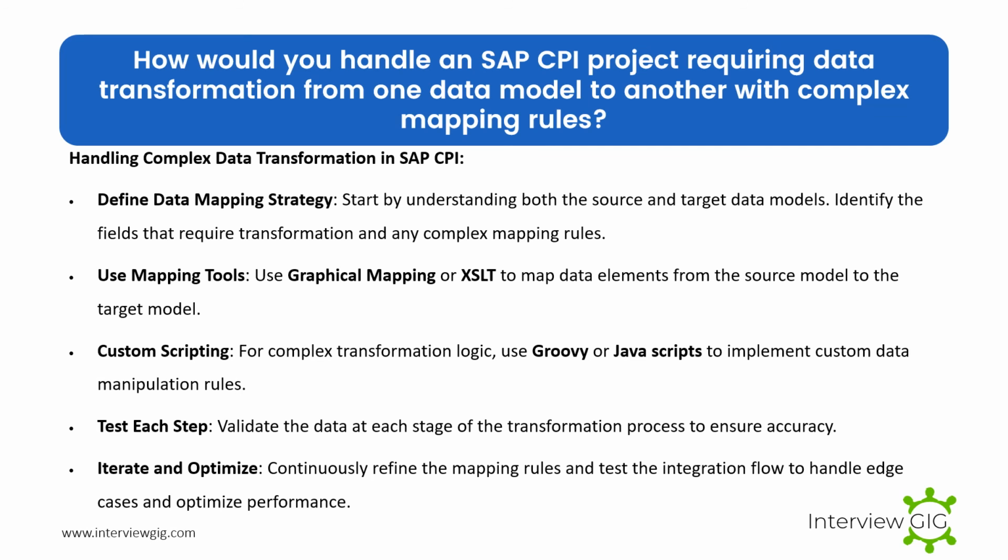Custom scripting. For complex transformation logic, use Groovy or JavaScripts to implement custom data manipulation rules. Test each step. Validate the data at each stage of the transformation process to ensure accuracy. Iterate and optimize. Continuously refine the mapping rules and test the integration flow to handle edge cases and optimize performance.